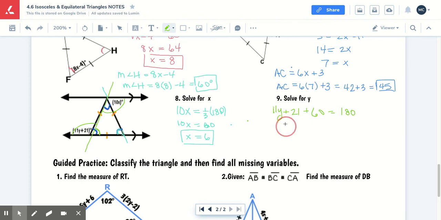Now to solve this one, instead of combining like terms over here, I'm just going to subtract 60 because that's a little bit easier arithmetic. And then I'll subtract 21. So that would be 99. And then divide by 11. So I get y is 9.